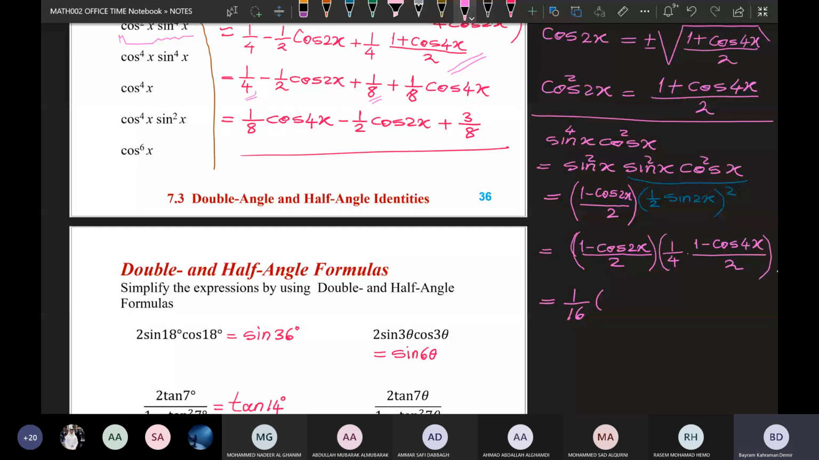1 over 16 times 1 minus cosine 2x, yes, and 1 minus cosine 4x.